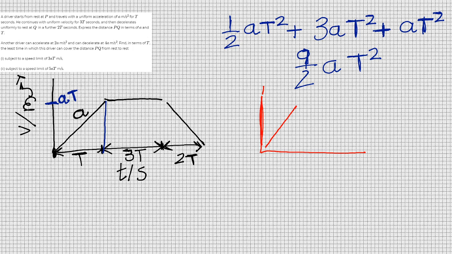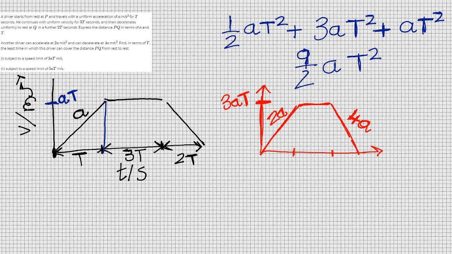Let's say it accelerates up at 2a, hits the speed limit, and then comes down. So this would be 2a, and then this one here would be 4a. This height here has to be 3AT.